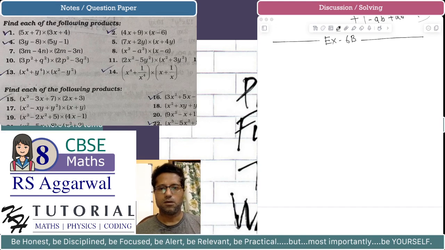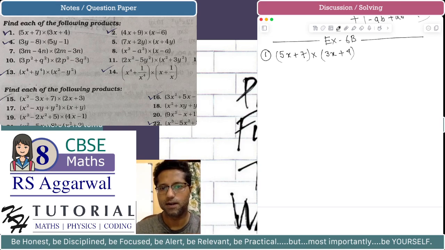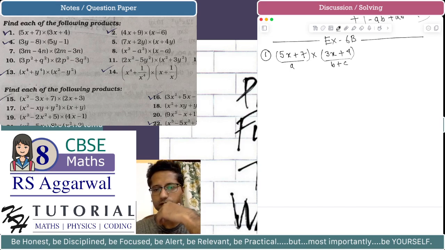Okay, so problem number 1 is 5x plus 7 multiplied by 3x plus 4. So this is a product of two binomials. Even though you will not mark it, let's say I'm considering this as A and this as B plus C. It will help me in doing the calculation. But I hope in the exams, while solving, you will not mark this A and B and C.